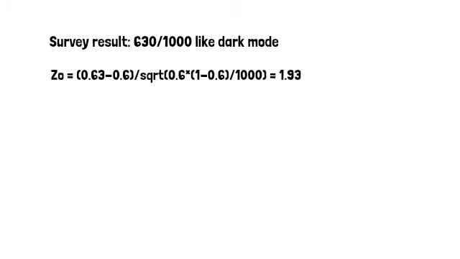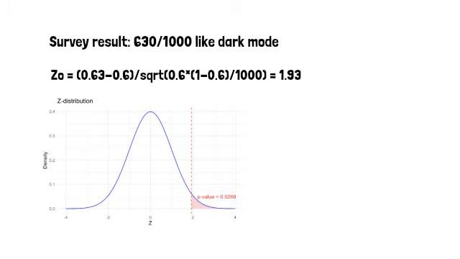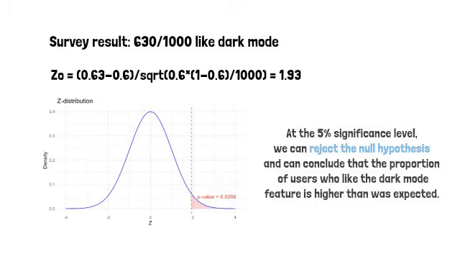From a sample of 1,000 app users, say 630 of them reported to like using dark mode. So, from the formula, we can compute a test statistic of 1.93. Using the standard normal distribution, we get a p-value of 0.0268. Thus, at the 5% significance level, we can reject the null hypothesis and can conclude that the proportion of users who like the dark mode feature is higher than was expected.